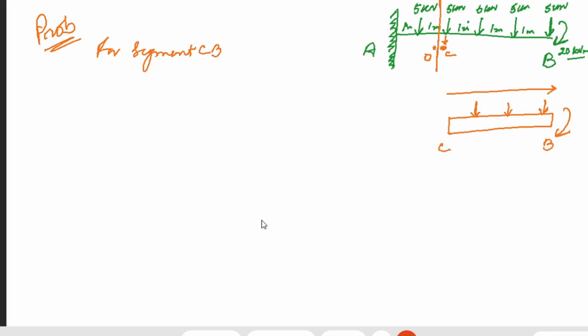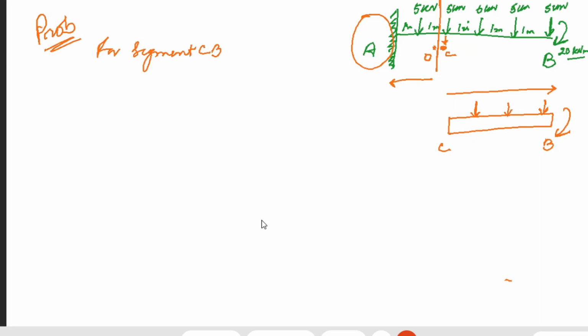Now, why have we chosen the right side? We can choose either left or right. To choose the left one, I would need to know all the reactions at the fixed end. If I want an easy solution, I will simply choose the one where I have to do a lesser amount of calculation. Here I have chosen the right side of point C.